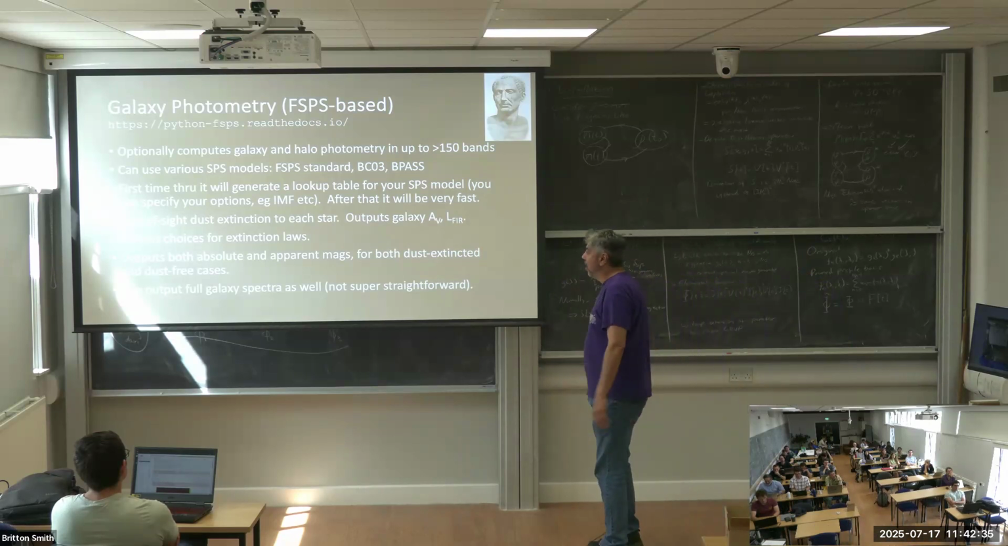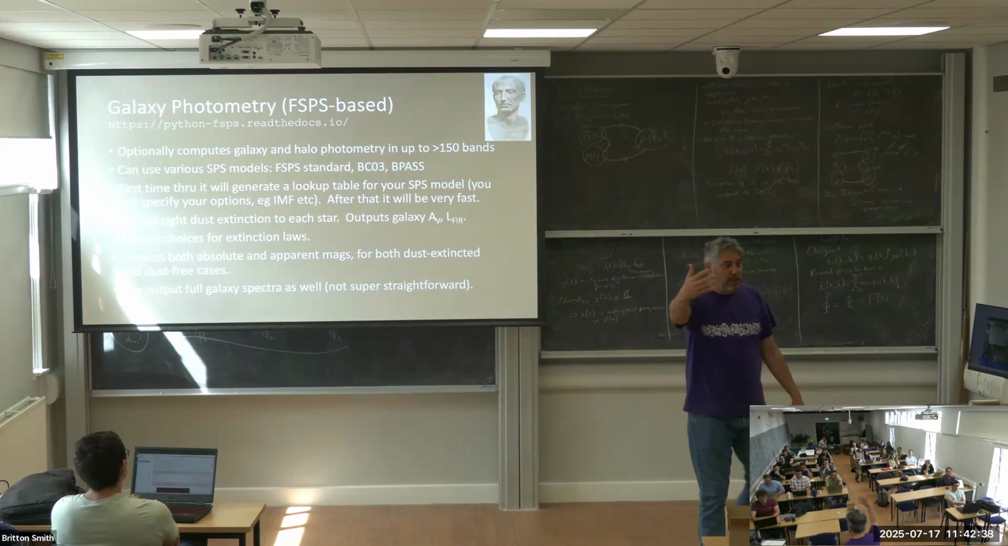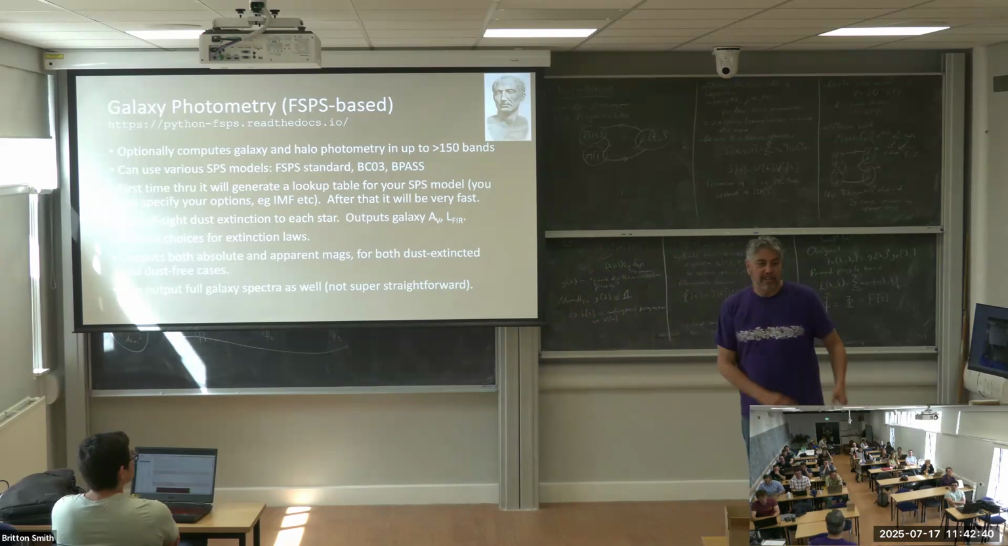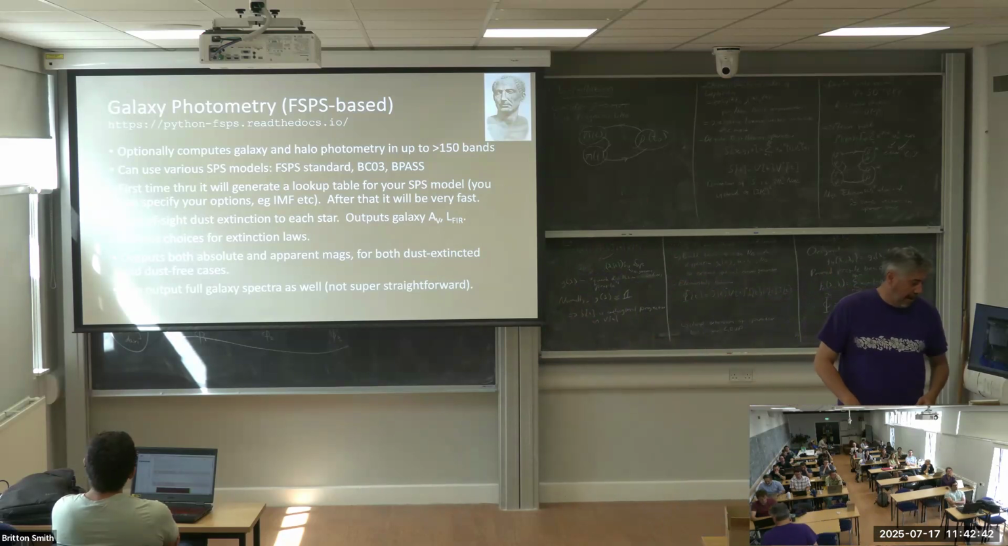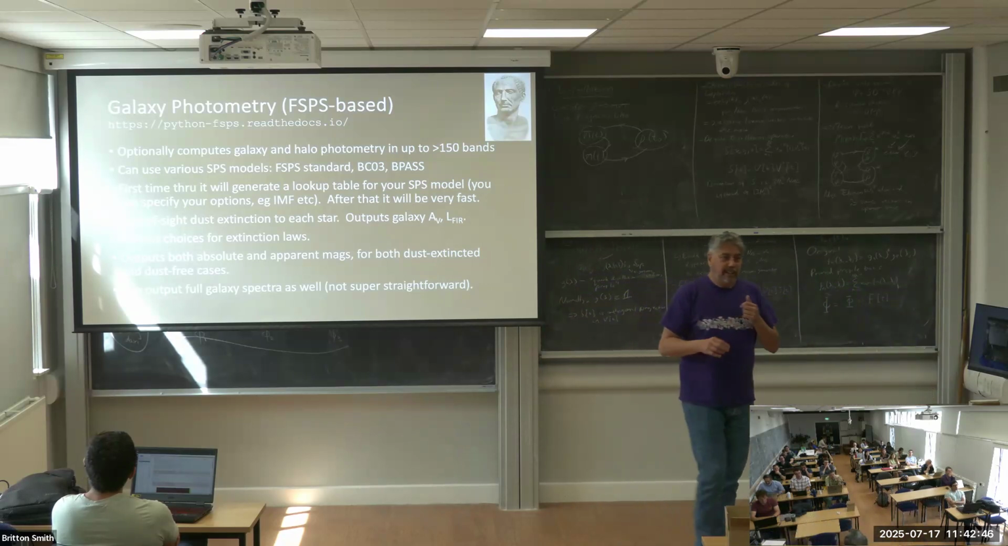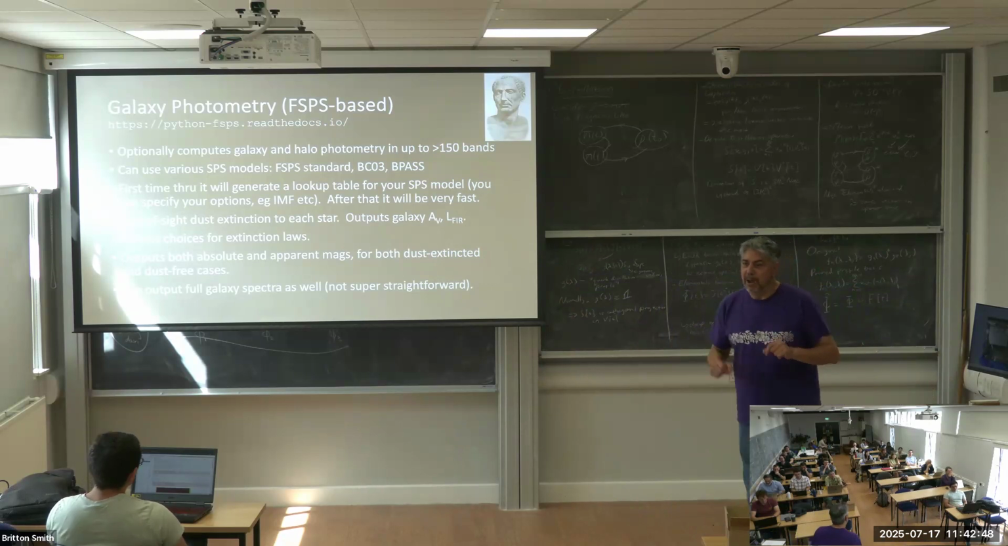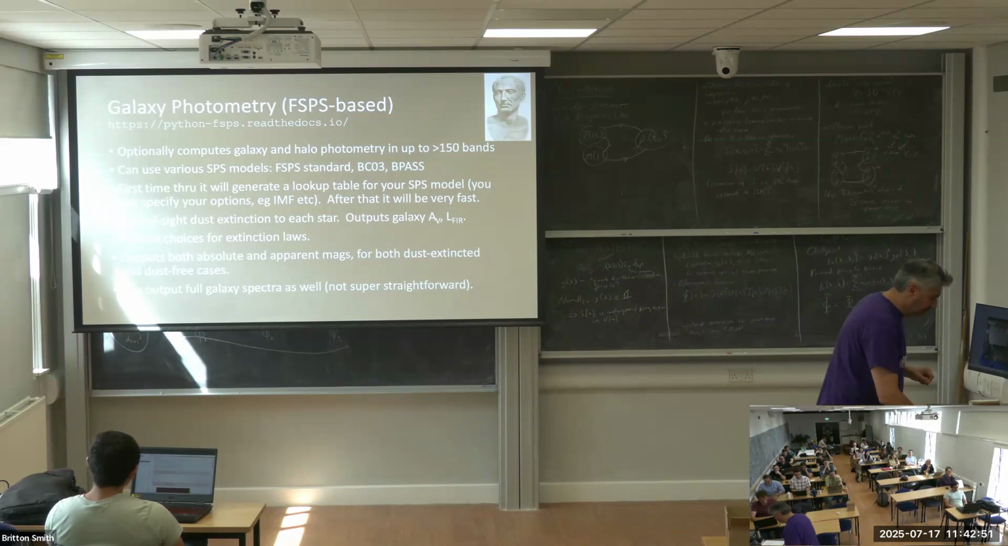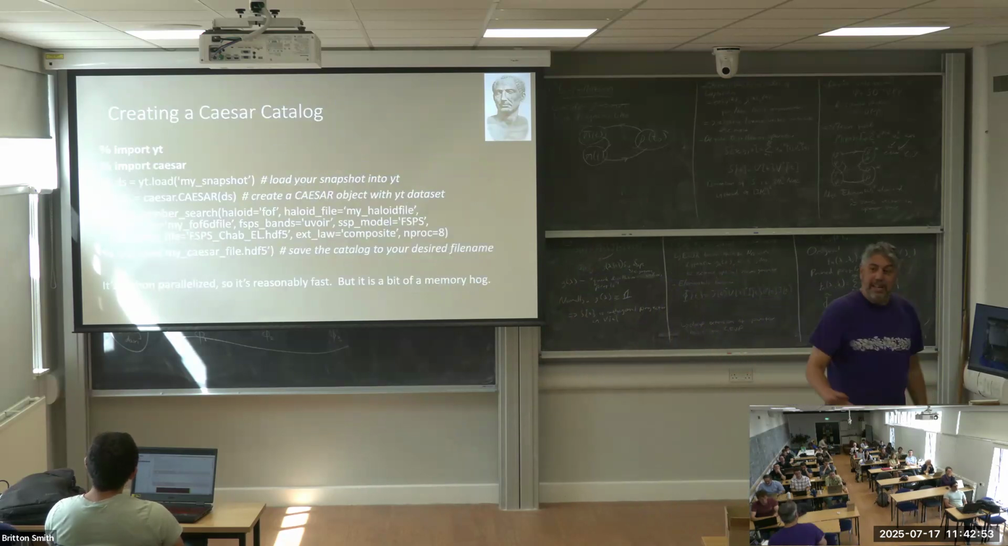There's a various choice of extinction laws, both absolute and apparent magnitudes at any redshift, and it gives you both with dust and without dust. So you can actually get it to output the full galaxy spectrum. It's not super easy and it's not documented, but it is possible. So that functionality is in there. Many things left to be done.